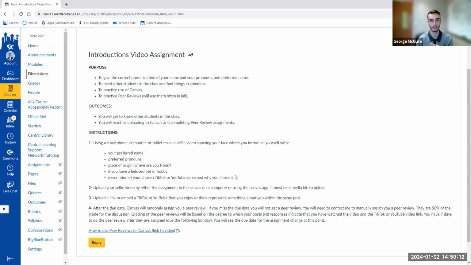You can just put a link there, you could embed the video itself. But yeah, so once you've done that, that's due this Sunday. All of the assignments in this course are due on Sundays of that week. So you'll turn this in on Sunday. Once the due date has passed, Canvas will automatically assign you 2 students to peer review.